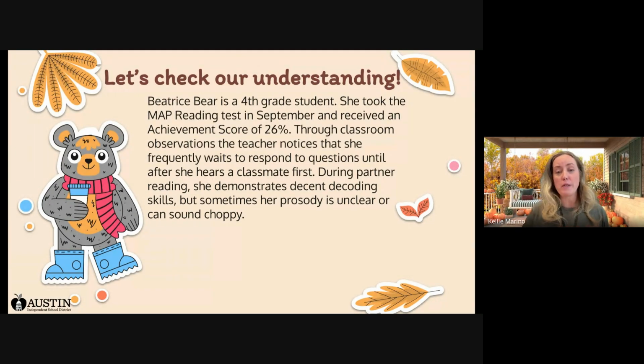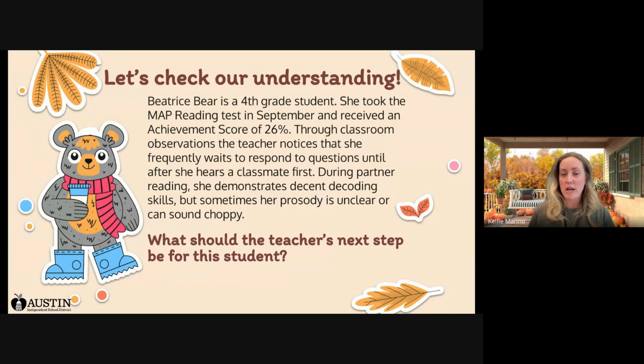Beatrice Bear is a 4th grade student. She took the MAP reading test in September and received an achievement score of 26%. Through classroom observations, the teacher notices that she frequently waits to respond to questions until after she hears a classmate first. During partner reading, she demonstrates decent decoding skills, but sometimes her prosody is unclear or can sound choppy. What should the teacher's next step be for this student? So I'm going to give you about 30 seconds to respond in your groups. And then we'll look at the answer.